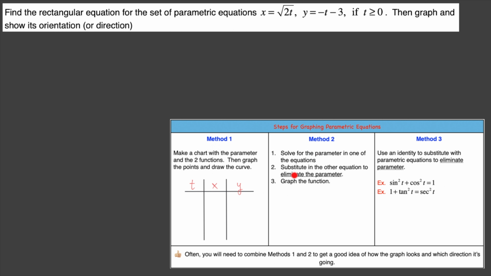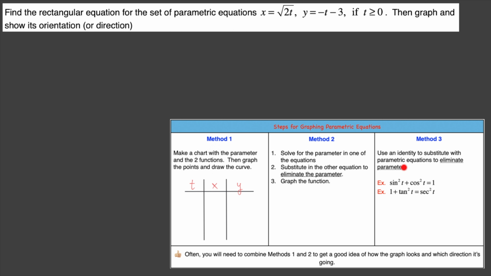Next is the second method. You would solve for the parameter, in this case t, in one of the equations, and then you'd substitute into the other equation to eliminate the parameter. Based on that, you'll get a function of y in terms of x, and then you can graph.